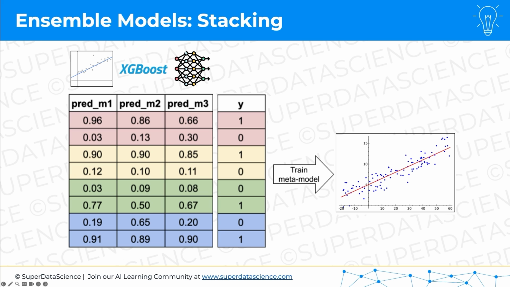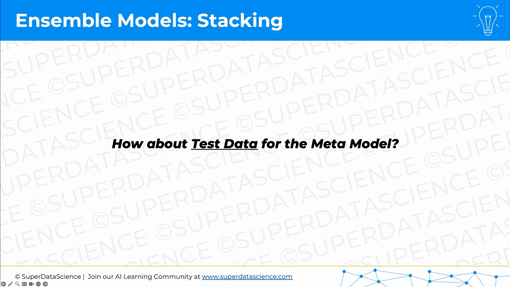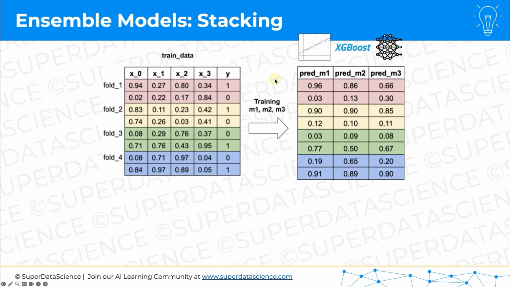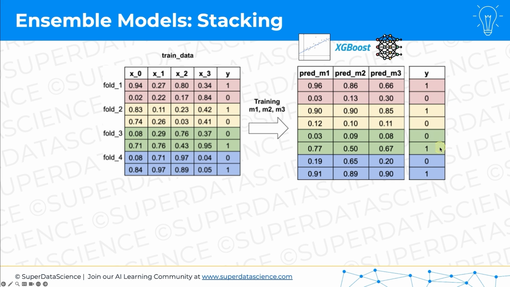You might be wondering at this stage, what about the test data for the meta model? Where are we going to get that? Well, it's a good question. Let's have a look. So this is our train data. So far, we've only been working with the training data. We still have the test data untouched. So from the training data, we've been able to get these 3 columns. Then we've added the dependent variable again, and then we use all of this for training the meta model.